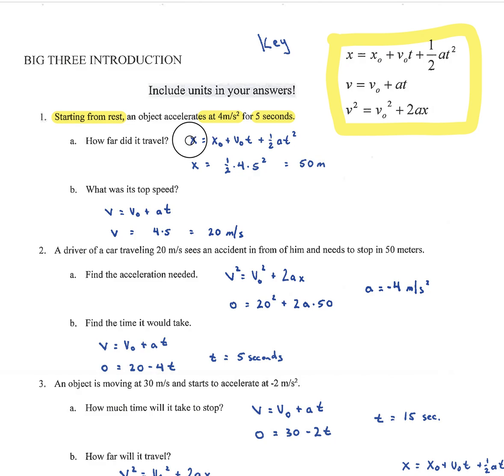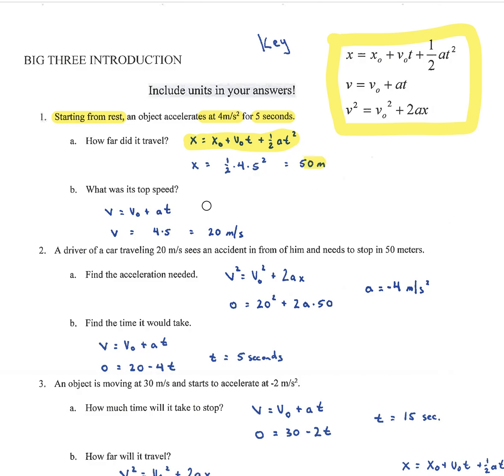I highly suggest writing in the abstract, meaning letters only, the equation you want to use, and then I went ahead and made some substitutions. I want to know where I'm located, in this case, how far I traveled. I had no starting position and I had no initial velocity, so both of those terms drop out. So the position equation turns into just 1/2 at squared. Type it in and get an answer, right? So 50 meters.